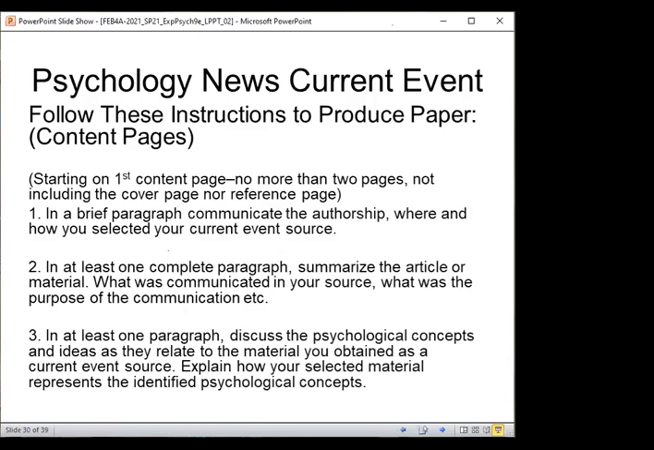And 3, in at least 1 paragraph, discuss the psychological concepts and ideas as they relate to the material you obtained as a current event source. Explain how your selected material represents the identified psychological concepts, okay?